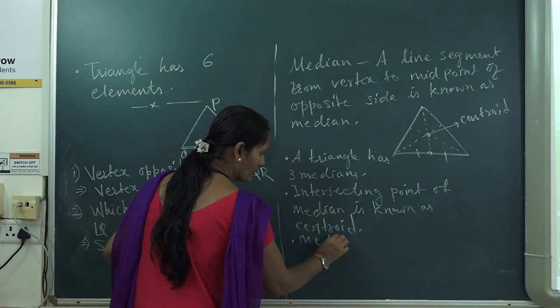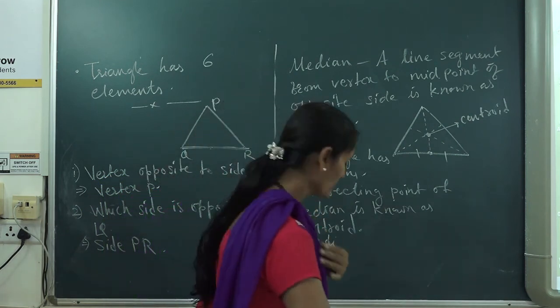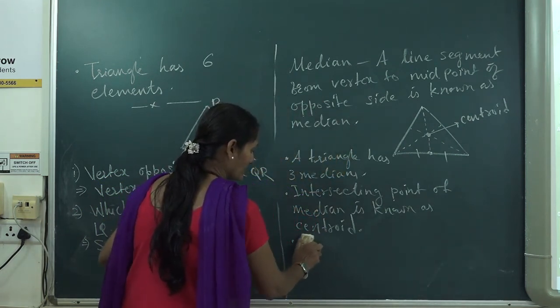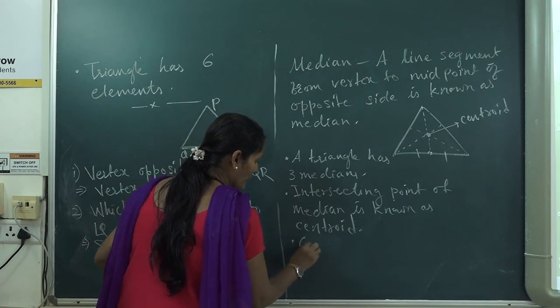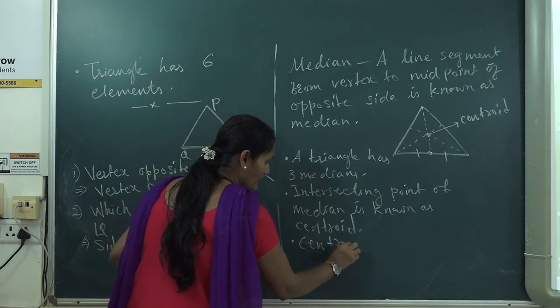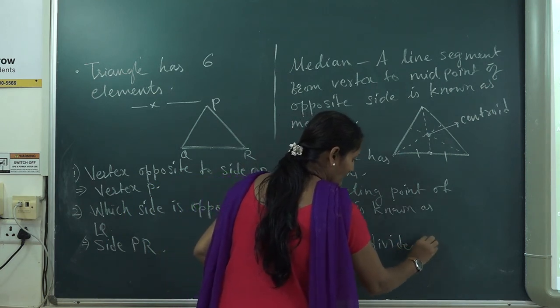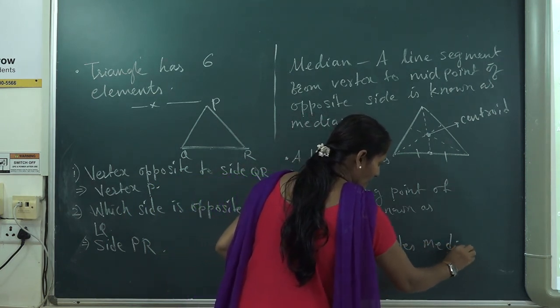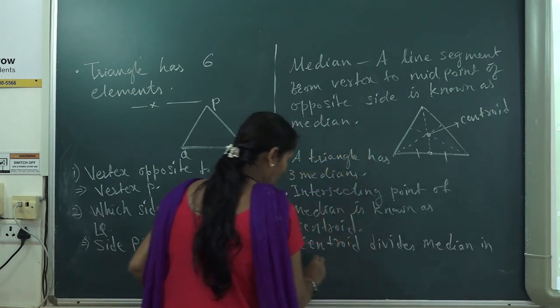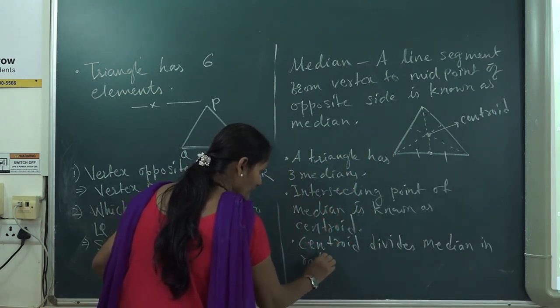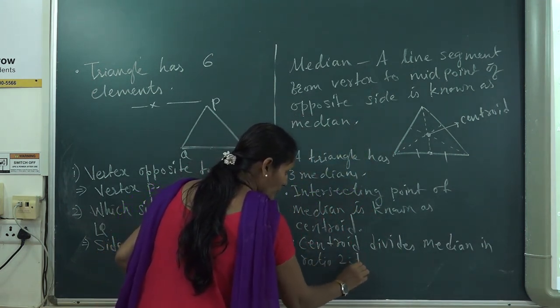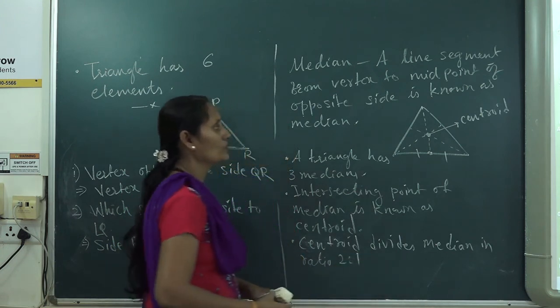Sorry, not median, it's the centroid. Okay? The centroid divides the median in the ratio 2:1. Remember this. Okay students?